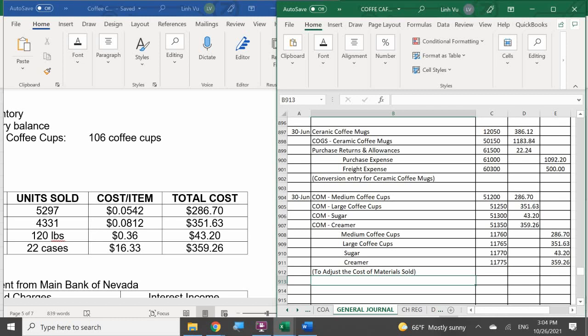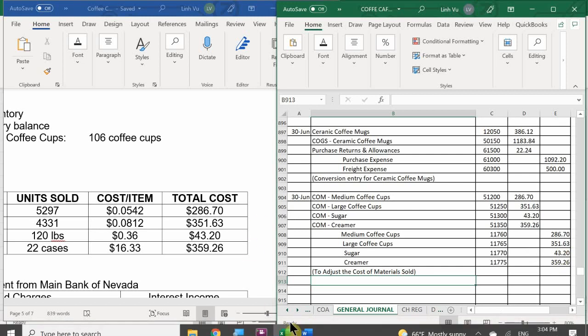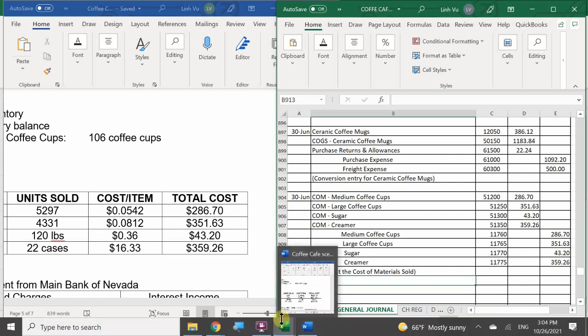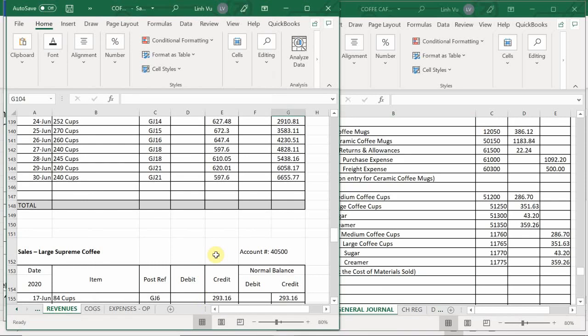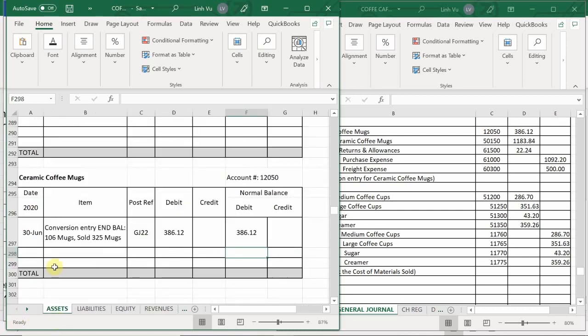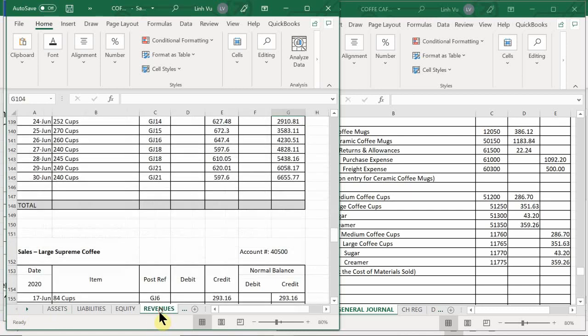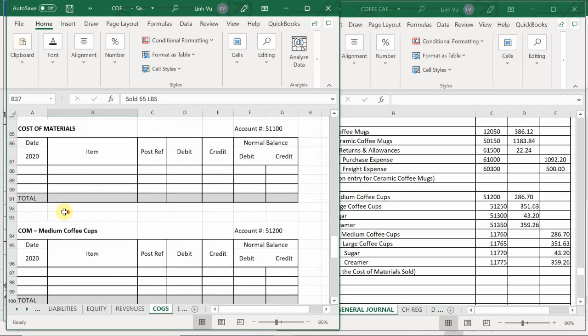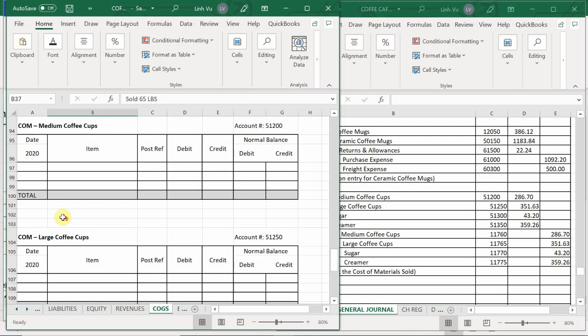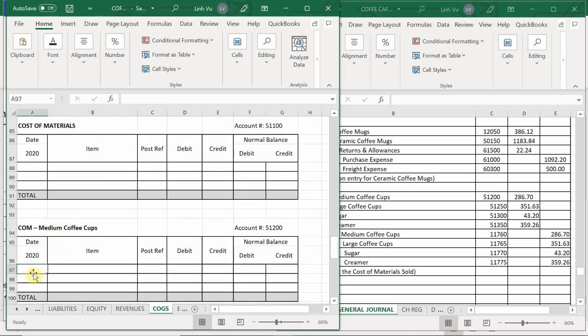This is the journal, right? So we have to do the ledger too, no? So in this case, we're going to go to the cost of materials for the medium cups. That's going to be under cost of goods sold, cost of materials.